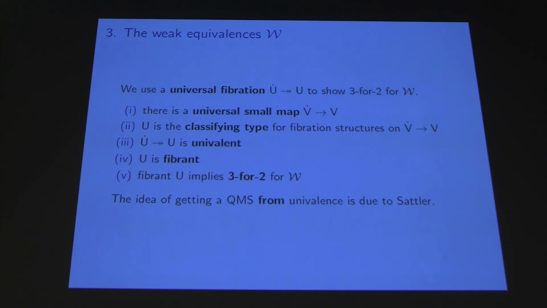So that's the sequence of proofs there, which I think is a new kind of approach to building a model structure. You build this universal gadget, you prove that it's univalent. Univalence implies that the base is fibrant, and then there's a very formal, the whole thing is quite formal. The base being fibrant implies the 3 for 2 condition on the equivalences. So the whole thing is a kind of neat new approach, I think, to building a model structure.